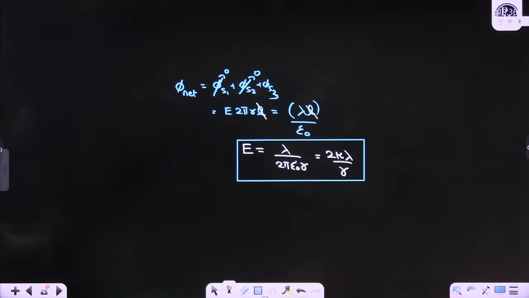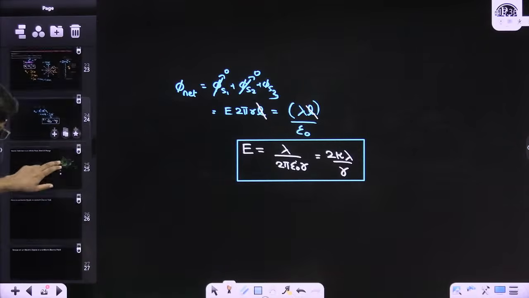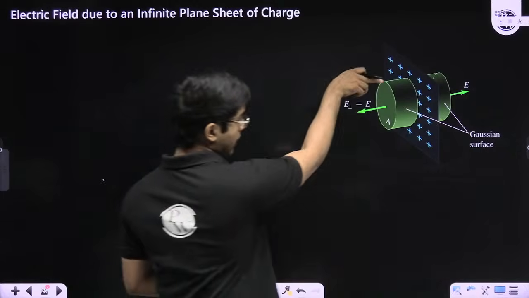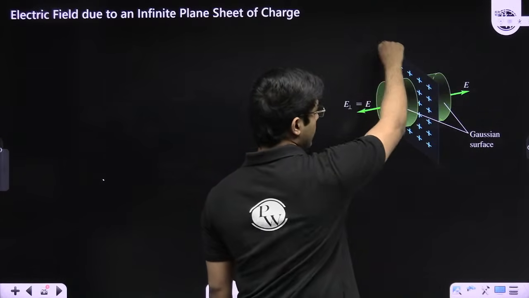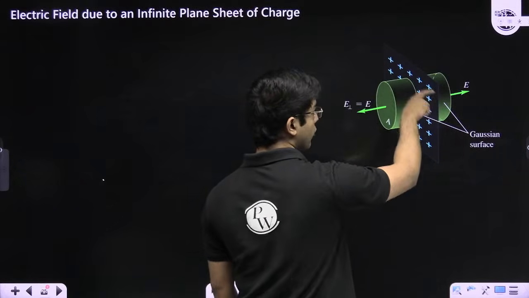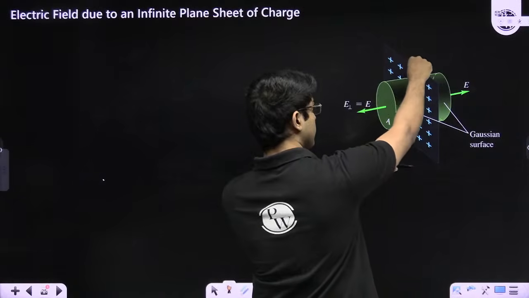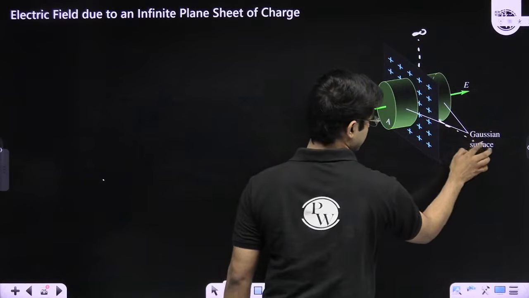Okay. Now, we are done with 2 derivations. So now there's one more, and this is the infinite sheet. Basically, you can consider this as a very long rectangular sheet with a uniform positive charge on its area, and it's very long. So you can consider this as an infinite sheet.